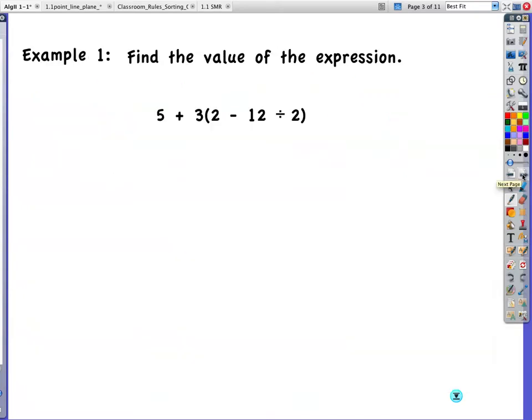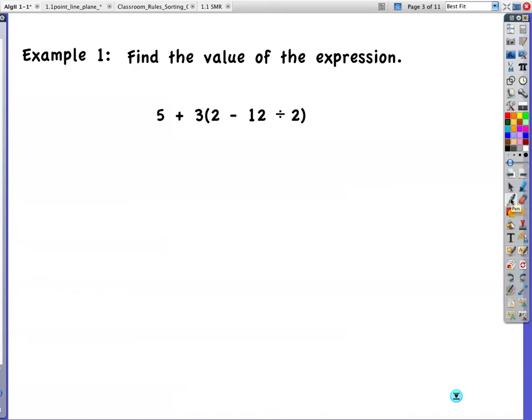Let's try it out. Example 1, make sure you label it example 1. You don't have to write the word example, but you need to have a 1 up there because I can quiz you at any time over any of these problems. And I want you to find the value of the expression. This is an expression because it does not have an equal sign. If it had an equal sign, then it would be an equation.